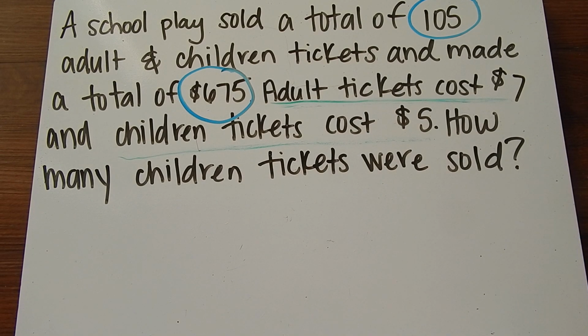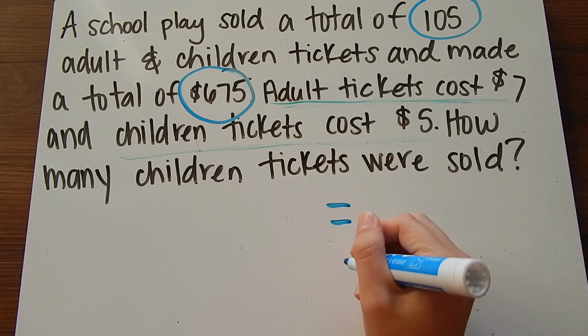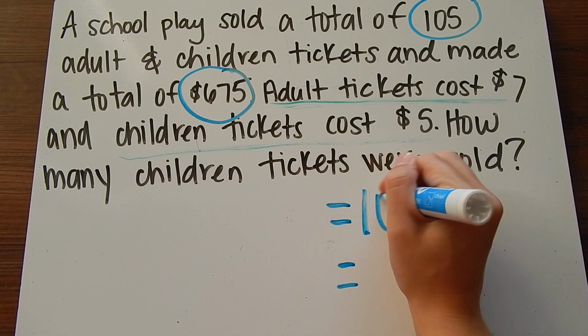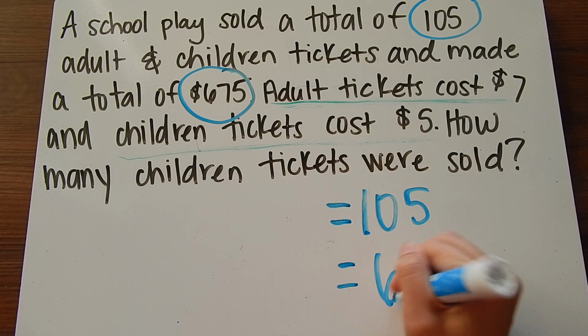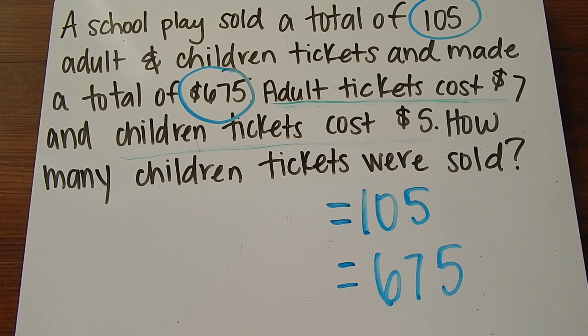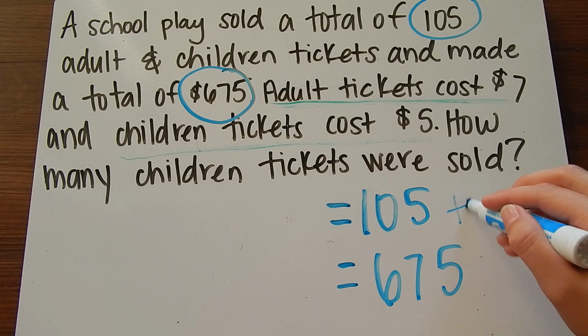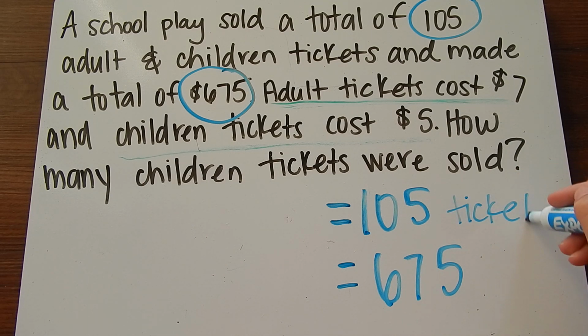So remember, when I have totals, those are what our two equations are going to be equal to. So one is going to be equal to 105, one is going to be equal to 675. Our first equation is talking about tickets. Our second equation is talking about money. So we need to keep that in mind as we are creating our equations.